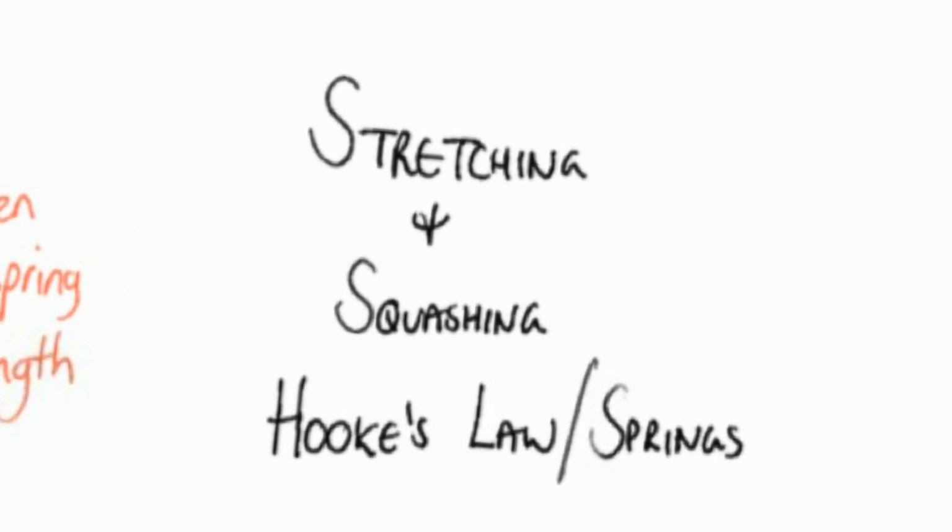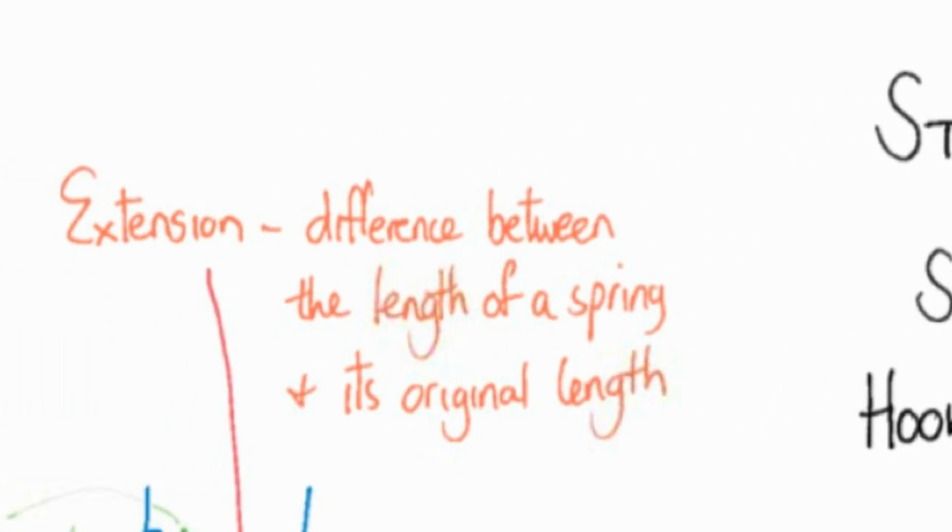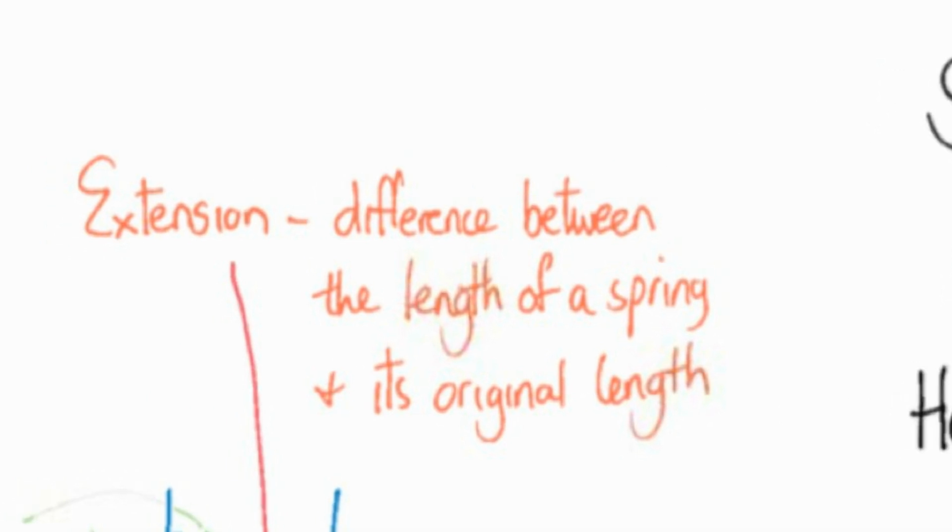Right, Hooke's law, which is all about how things behave when they're stretched and squeezed. And in schools, they tend to do an experiment involving springs. What you need to know is extension is the difference between the length of a spring as it is now and its original length. Okay, so we'll give you a couple of examples to make it a bit clearer.